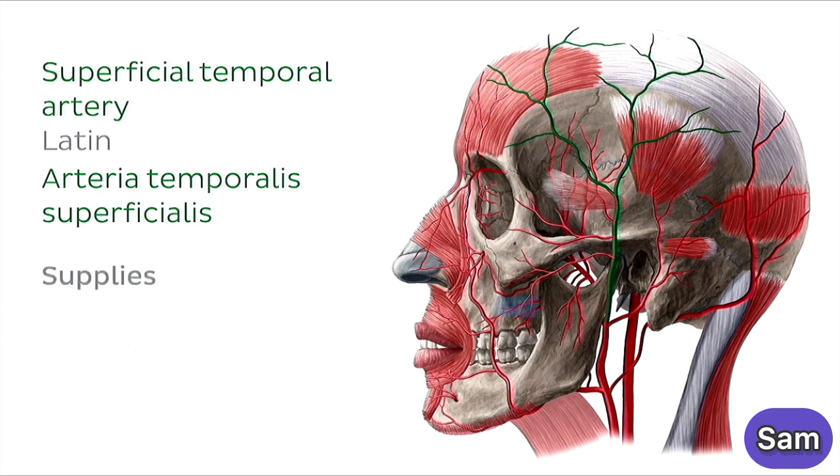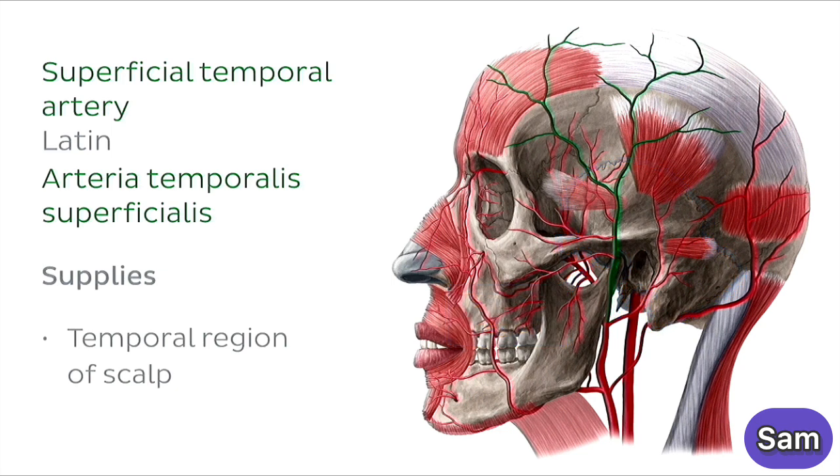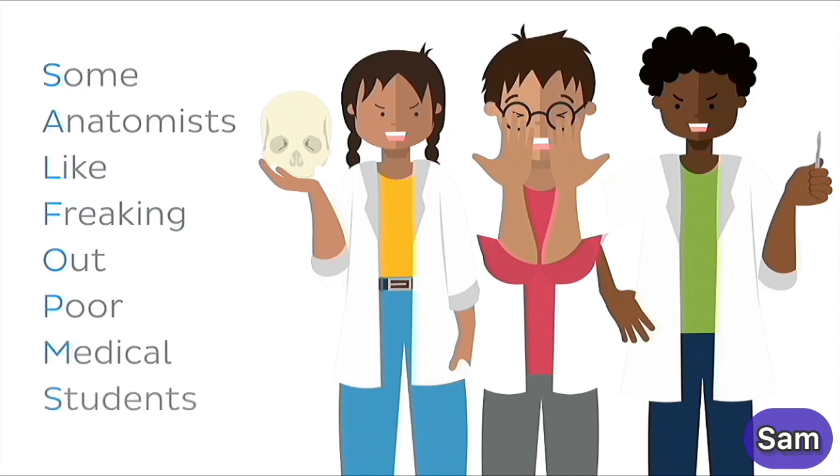It supplies the temporal region of the scalp, as you can see here in this image of the lateral view of the face and neck. So to wrap up our external carotid artery, let's just quickly review its 8 branches and the mnemonic that will help us remember them all. Some anatomists like freaking out poor medical students.